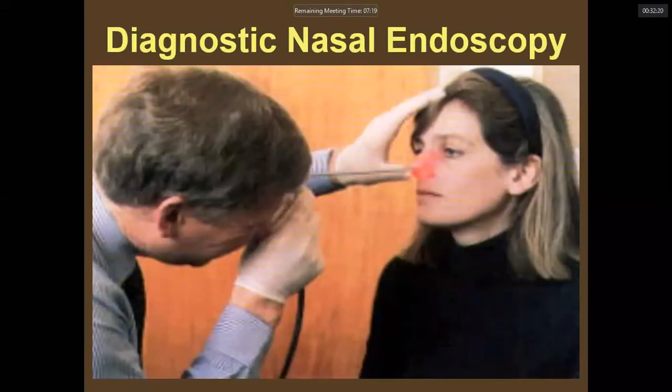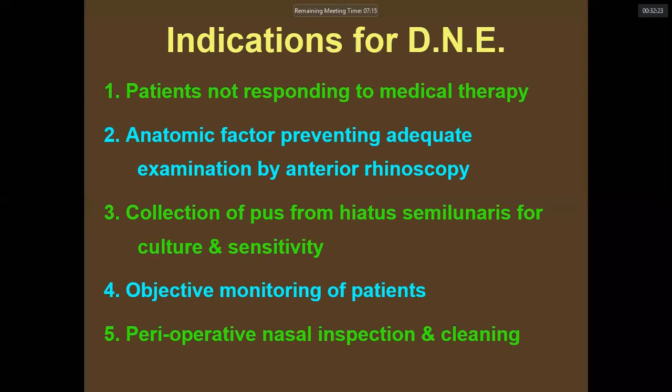So this is how diagnostic nasal endoscopy is done. Indications for diagnostic nasal endoscopy: in the patients, as I already told you, to begin the medical therapy, history can be enough. So the patients who would not respond to medical therapy, and there are anatomic factors preventing adequate examination, suppose this is a deviated nasal septum, even if you do endoscopy you cannot see the inside of the nasal cavity. Collection of pus from hiatus semilunaris for culture and sensitivity, objective monitoring, and there are so many things. Perioperative nasal inspection and cleaning. So these are the indications for diagnostic nasal endoscopy.